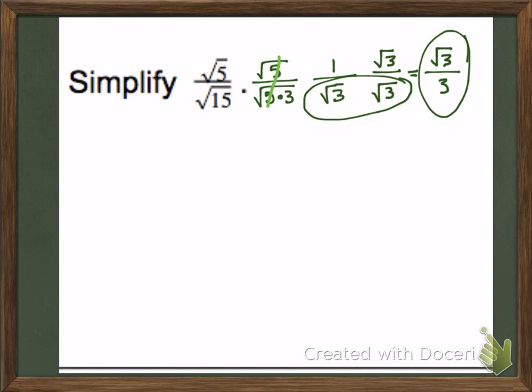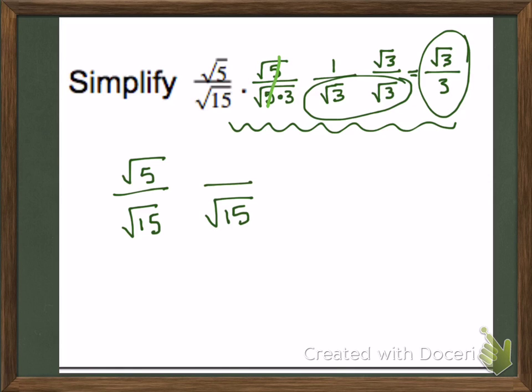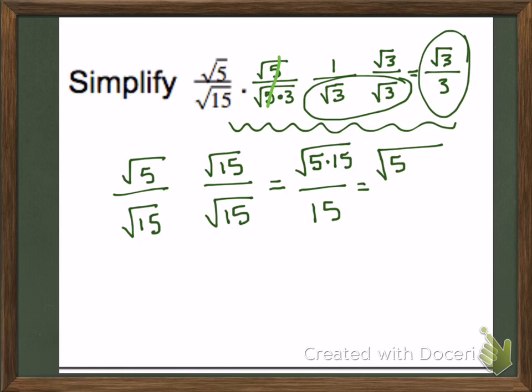Now that was not the only approach. As I said, I like to break things down into primes, but you might not have done that. If you have the square root of 5 over the square root of 15, you could automatically say, hey, I want to get that radical sign out of the denominator. And then you have the square root of 15 over the square root of 15, and that would give you 15 in the denominator. And then you have the square root of 5 times 15 in the numerator, and that's the square root of 5 times the square root of 5 times 3, breaking that 15 down into 5 times 3, over 15.